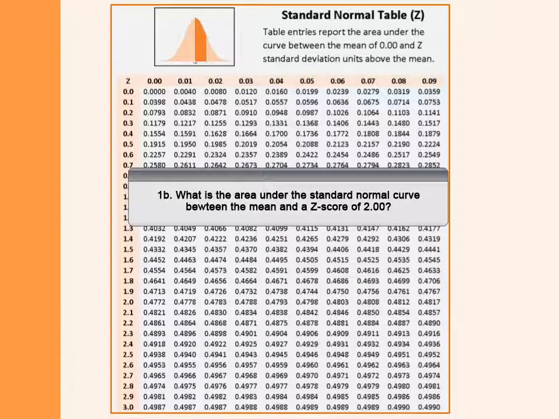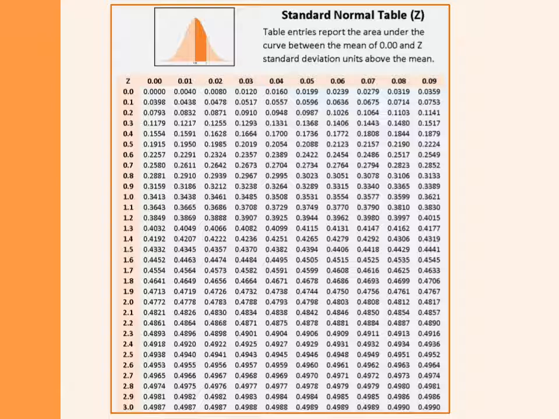For the second problem, we are to find the area under the standard normal curve between the mean and a z-score of 2.0. Just like before, the first thing we'll do is highlight the row with a z-score of 2.0 and the column with the 100th of 0, and we see that the value where these two highlighted areas intersect is 0.4772. So let's put that on our standard normal curve.